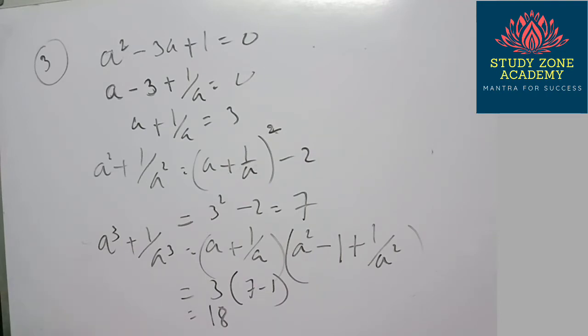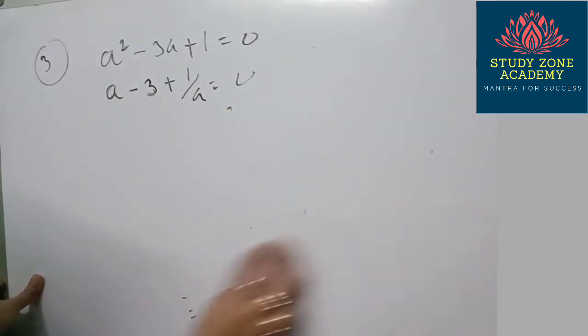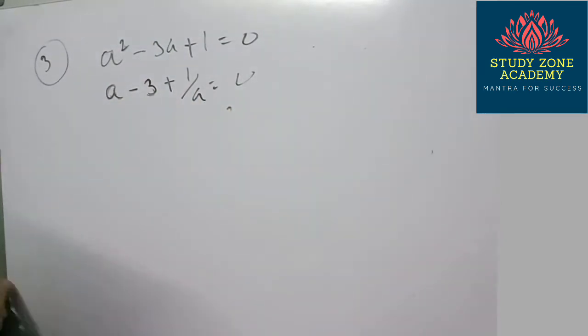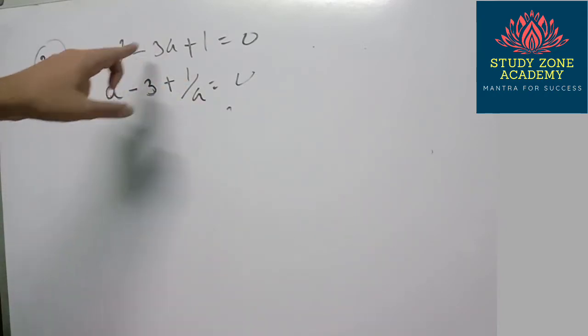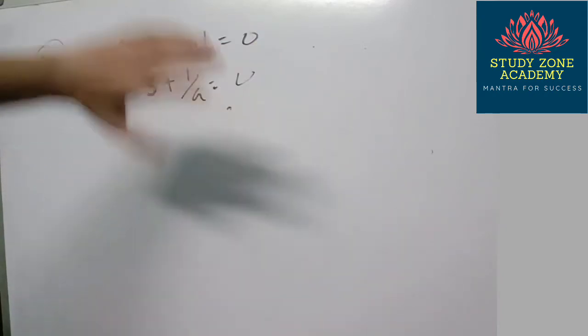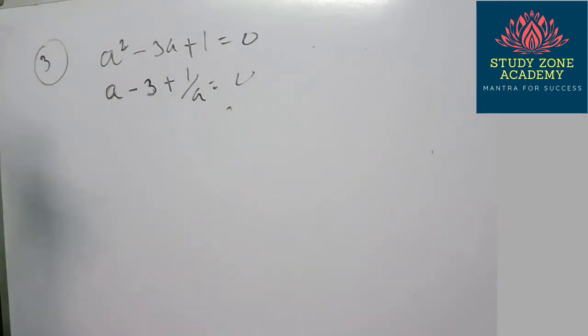For that, let me do one sum for you. Okay, let us take this sum only. It's a square minus 3a plus 1. Whenever you are getting this equation, it's a quadratic form of equation, but it's not a quadratic sum.